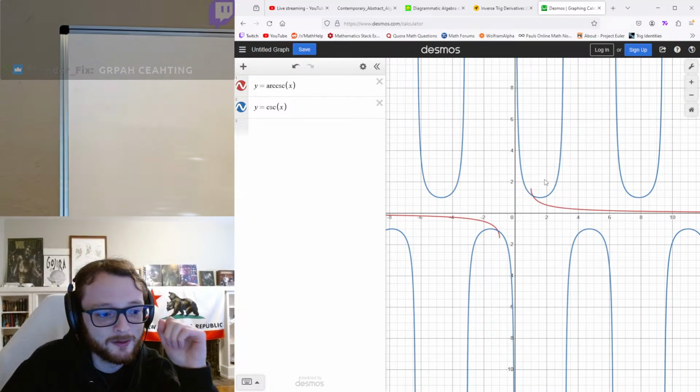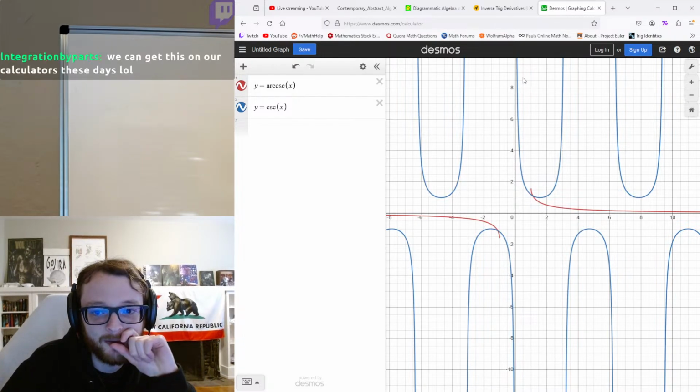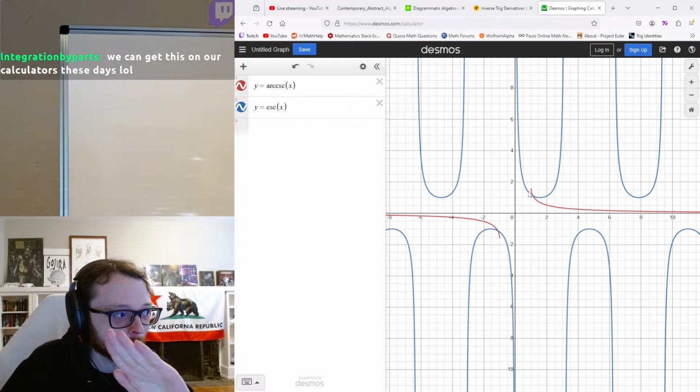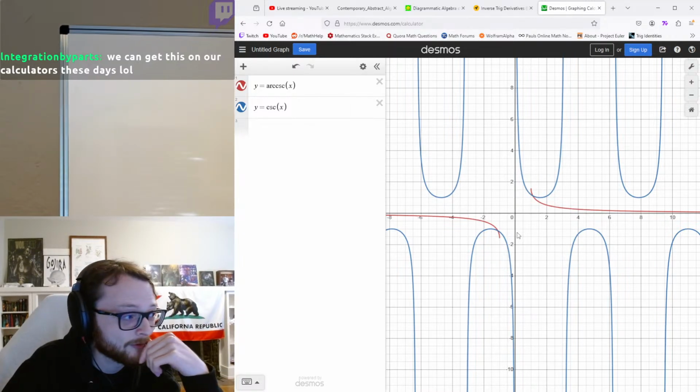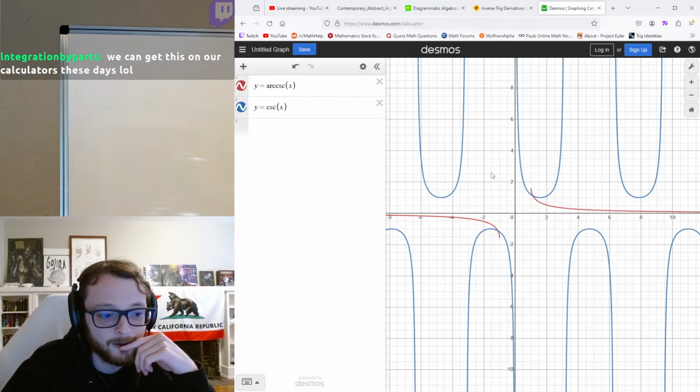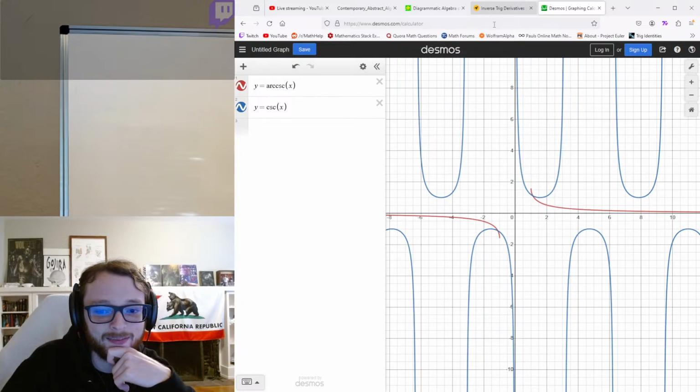You're basically taking the left half of this blue curve and reflecting it across y equals x, and you're taking the right half of this part of the blue curve and reflecting it the same way. I guess that's good enough. Can we get this on our calculator these days? Okay, so yeah, this one, it doesn't.